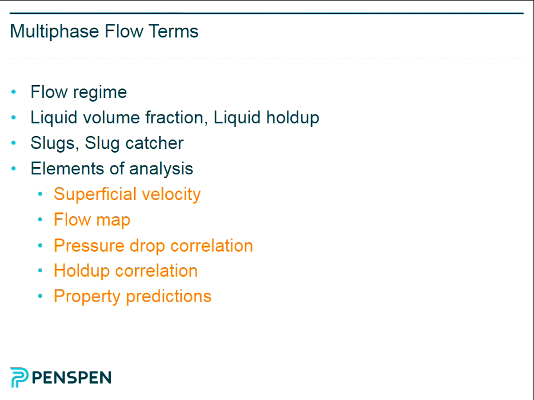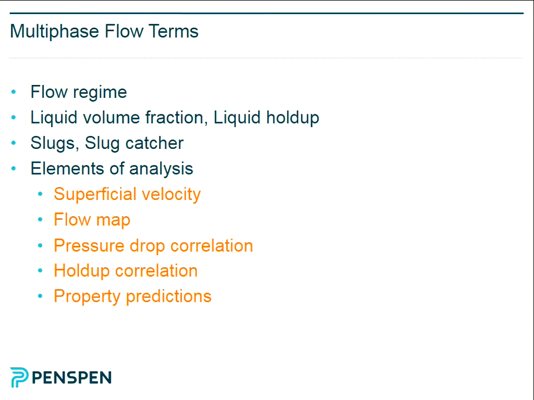And then there's two correlations that work hand in hand. There's a pressure drop correlation. That's a little bit like the equivalent of the Darcy-Weisbach, but for multi-phase flow, the pressure drop correlation, and then also the hold-up correlation. Because pressure drop is a strong function of hold-up, you need a hold-up correlation as well. So we predict the hold-up, predict the pressure drop, and then the other very important thing, of course, is the fluid property predictions.